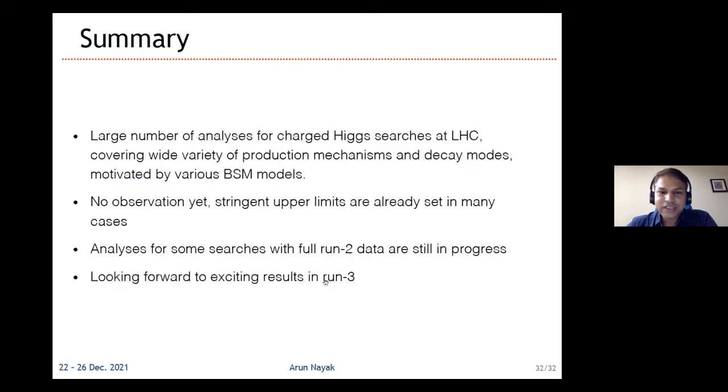Okay, so I think that's it from my side. So it brings me to my summary. There are a large number of analyses for charged boson searches at the LHC, covering a wide variety of production mechanisms and decay modes, motivated by various BSM models. There is no observation yet, so stringent limits are already being set in many cases. Some analyses are still ongoing for full Run 2 data, particularly the Higgs tau mu one. So I'm looking forward to exciting results in Run 3. Thank you. Yeah, thanks, Arun.